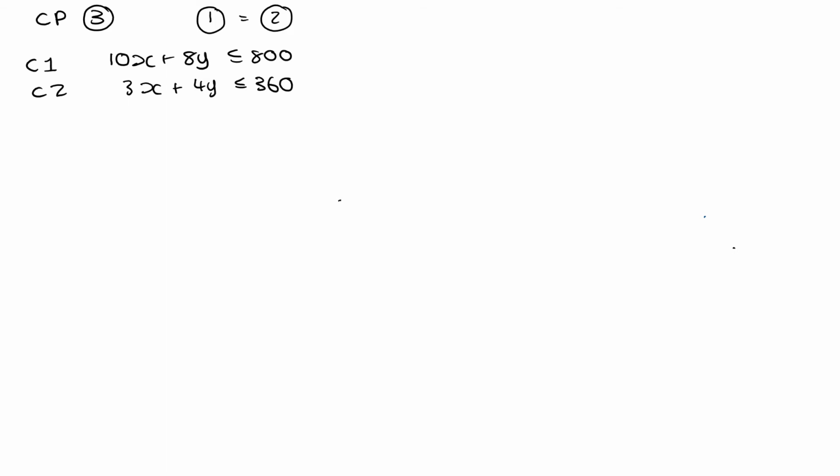There are a couple of simultaneous equation methods we can use. I'm going to look at 2 of them, and you can choose whichever one you're comfortable with. Remember that we made y the subject of the formula for both of these. So we have y less than or equal to minus 10 upon 8x plus 100, and for constraint 2, y less than or equal to minus 3 upon 4x plus 90. We know it's where 1 is equal to 2.